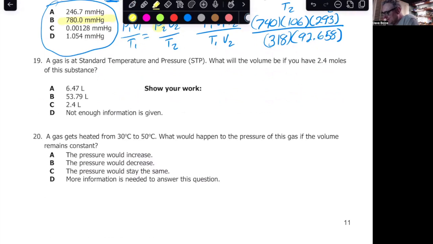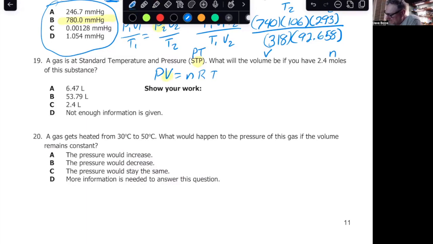Two left. Okay, a gas at standard temperature and pressure. So I already know temperature and pressure, standard temperature and pressure. What will the volume be if you have 2.4 moles of the substance? So in other words, I'm not looking for a change. I'm just looking to find out one of my attributes. So I'm thinking PV equals nRT. Okay. And so I've got P, I've got T, I've got n. Volume is what I want to know.